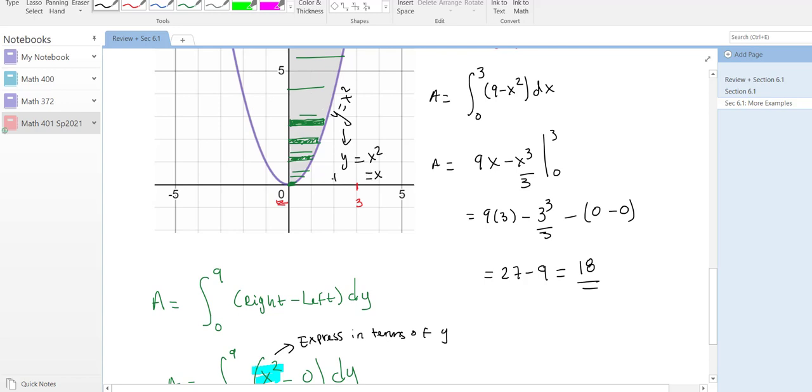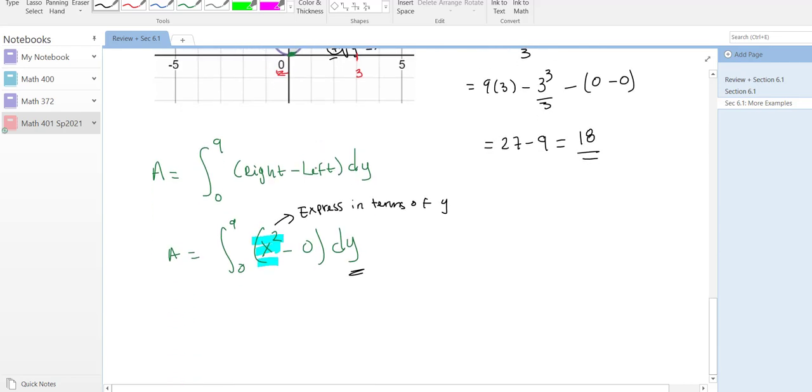X is equal to plus or minus the square root of y. And I'm looking at the right side of the parabola, so it's going to be the positive one that we take. So our area then is the integral from 0 to 9 of the square root of y minus 0 dy. So from 0 to 9, the square root of y dy.